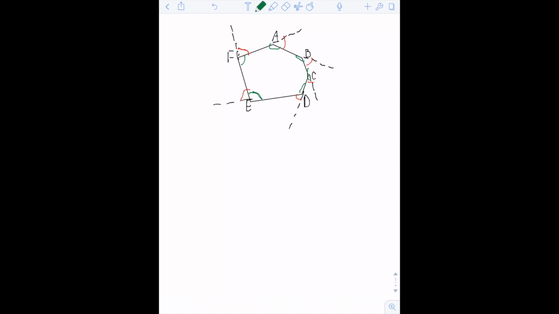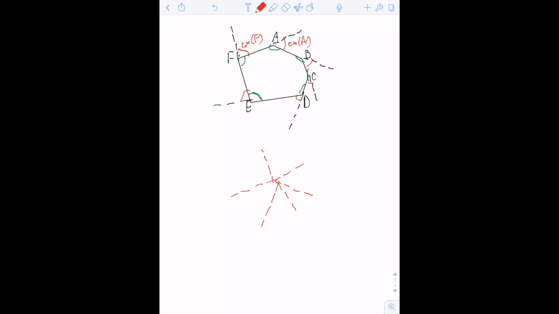So if we draw these extensions centered at the same point, like this, then we can see that after labeling these angles as exterior A, exterior B, and so on to exterior F, these angles correspond to the ones between these extensions. So from this diagram, we can see that the sum of all of the exterior angles is just 360 degrees.